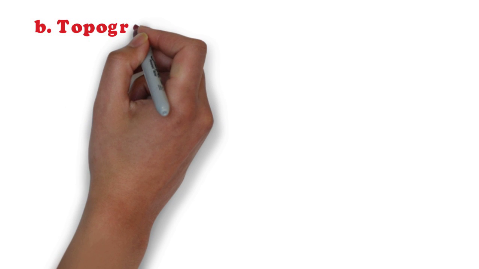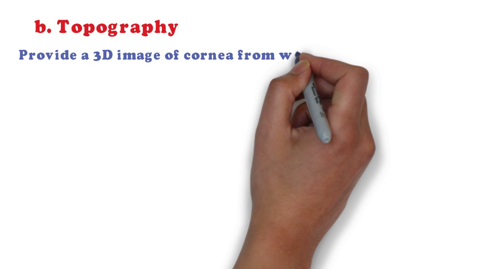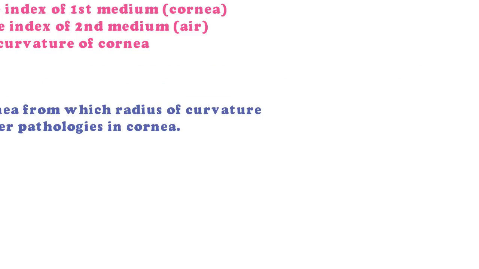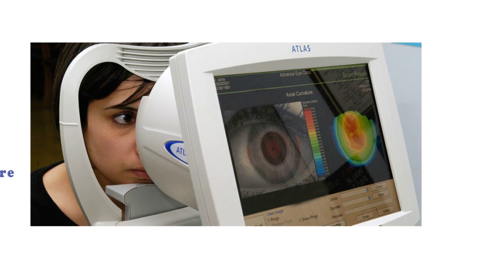B. Topography. Topography provides a 3D image of cornea from which radius of curvature is detected along with other pathologies in the cornea. Here is a figure of corneal topography.